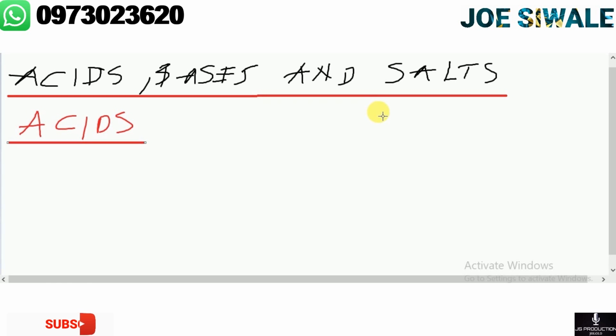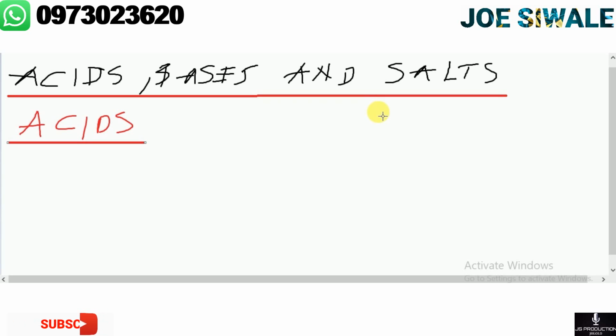So in chemistry, we're going to be looking at acids, bases, and salts. For this topic, we are going to look at acids on their own, bases on their own, and salts on their own. So we are going to start with acids.